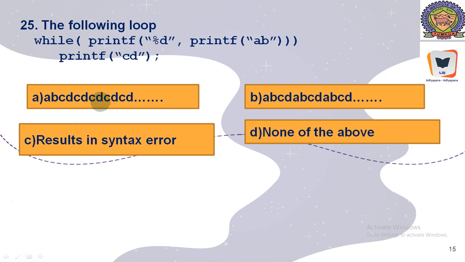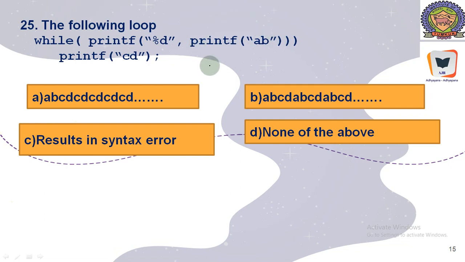Therefore, it is not this. It is also not this. No, it will never print out syntax error. No, it's not a syntax error problem. None of the above is the answer for this. Because it prints AB, whatever is there in the bracket. This will be executed first. And this function returns a value.